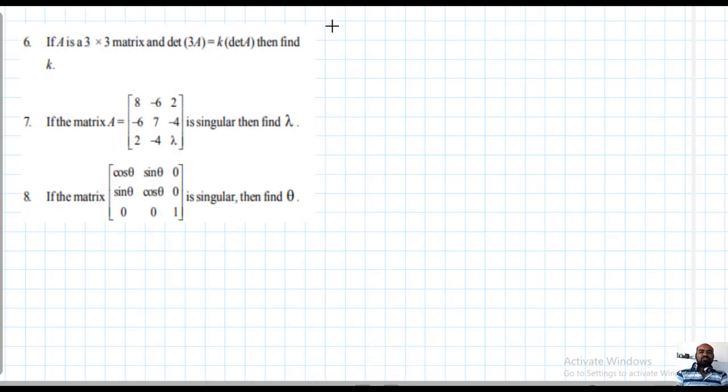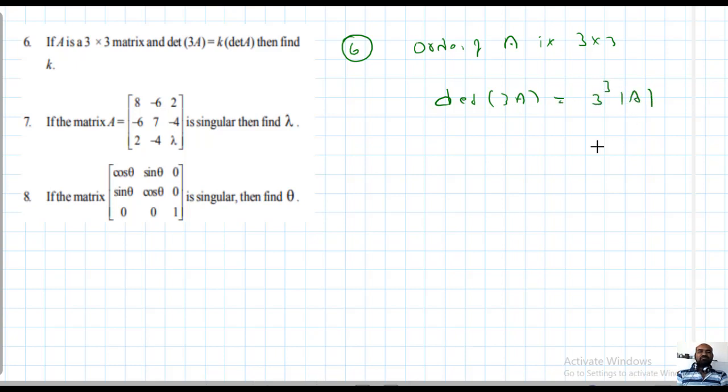Okay students, next sixth problem. A is a 3 by 3 matrix. Order of A is 3 by 3. Det 3A. 3A means what? Each element of the total matrix multiplied by 3, according to the property 3 power 3 into det A, 27 into det A. According to the problem k means 27. Therefore k equal 27.